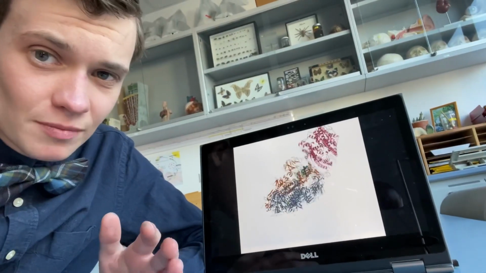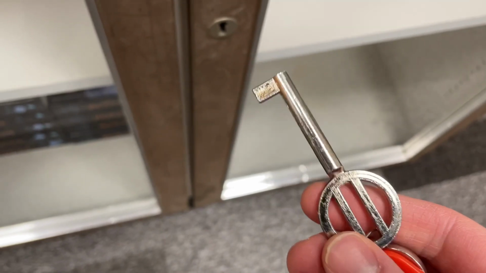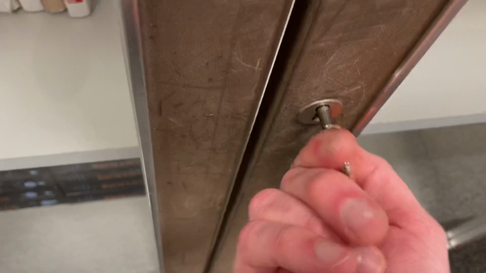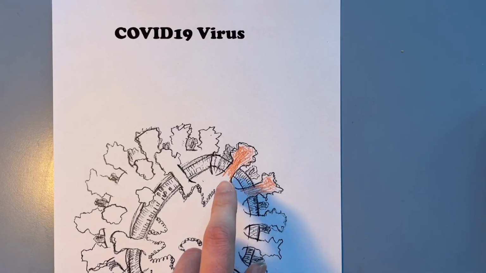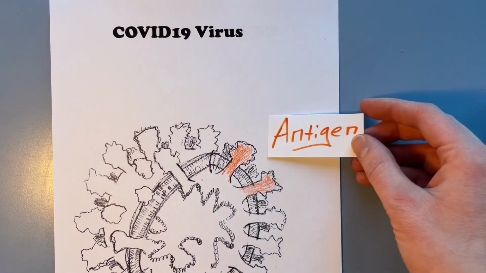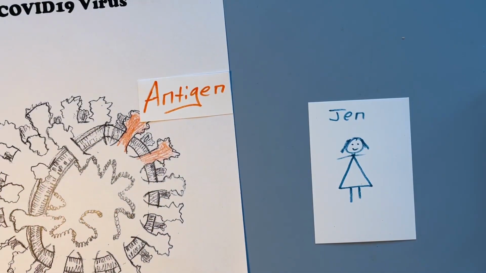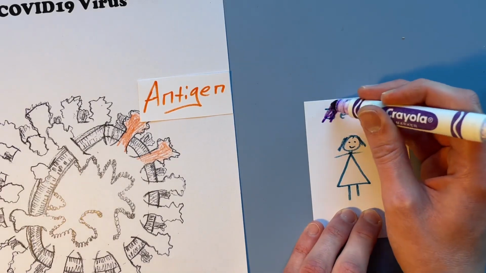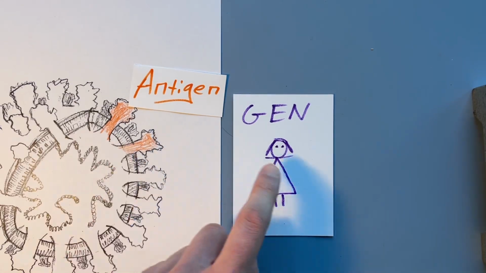So what actually is the purpose of this spike protein? The spike protein is basically a key, and it helps unlock your cells so that it can get into your cells and then attack it. And this spike protein, or the key, is what we call an antigen. To help me remember that, I kind of think of a lady named Jen. Hi! Okay, not that Jen. Actually, we're gonna spell her name with a G. Okay, so the coronavirus is antigen.